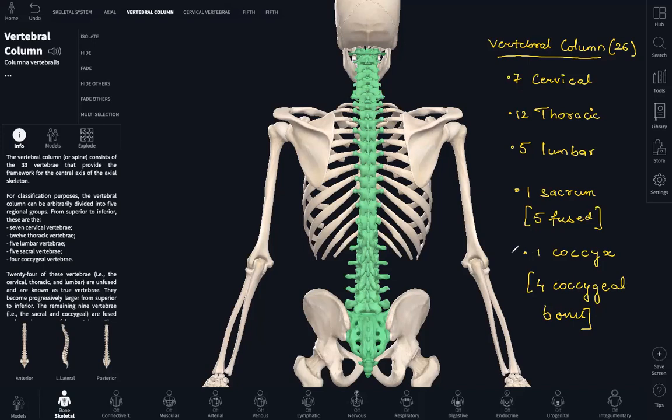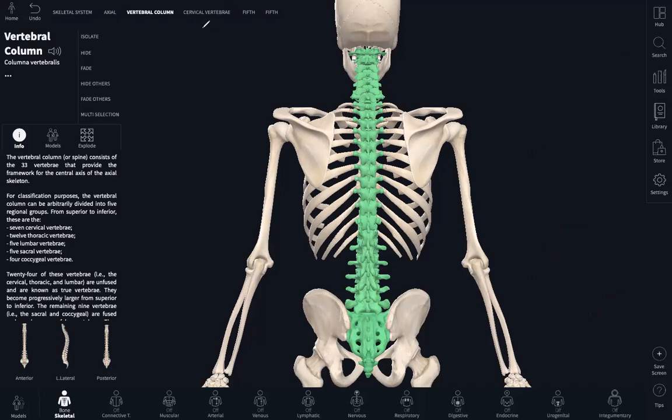So if we add up 7 plus 12, 19, 19 plus 5, 24, 24 plus 1, 25, plus 1, 26. And if we look at children, it is 7 plus 12, 19, 19 plus 5, 24, plus 5, 29, plus 4, 33. So in infants it will be 33 bones, while in adults it is 26. So these are 26 ring-like bones basically.